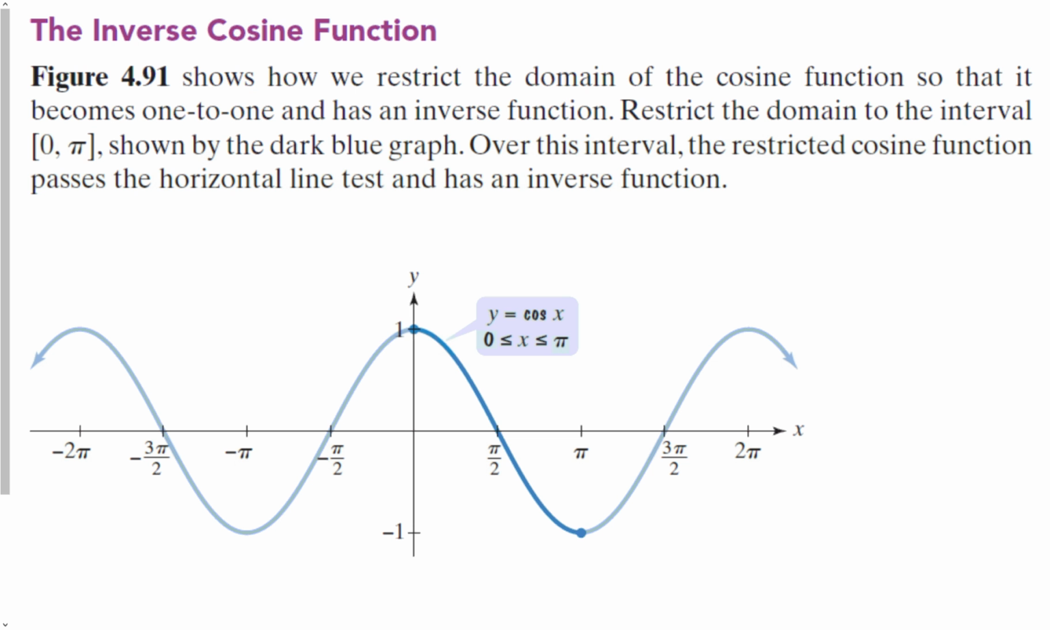Same thing with cosine. Again, it fails the horizontal line test if we leave it by itself. If we went from negative pi over 2 to positive pi over 2, it would fail the horizontal line test as well. So we need a different domain for cosine, and we start at the top, finish at the bottom. So the domain for the inverse cosine is going to be from 0 to pi.